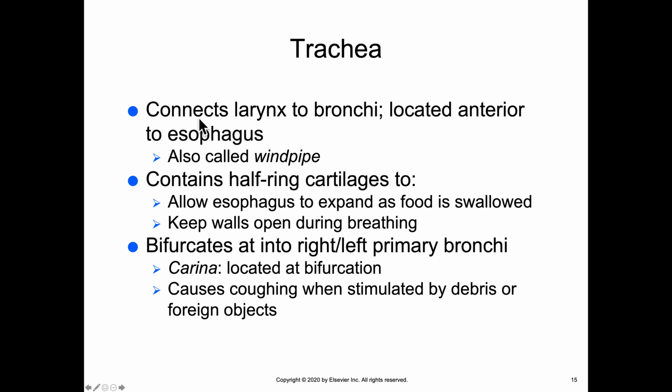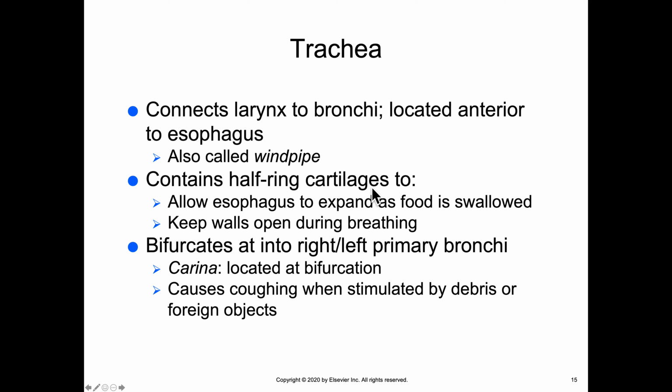Your trachea goes from your larynx to your bronchi, so we're going down the respiratory passage. Located anterior to the esophagus, it's also called your windpipe. It's made of cartilaginous rings, and if you palpate the front of your trachea, you can feel the individual rings. It contains half-ring cartilages. They're half-rings because it's in front of the esophagus. So you have your trachea, and right behind it is your esophagus.